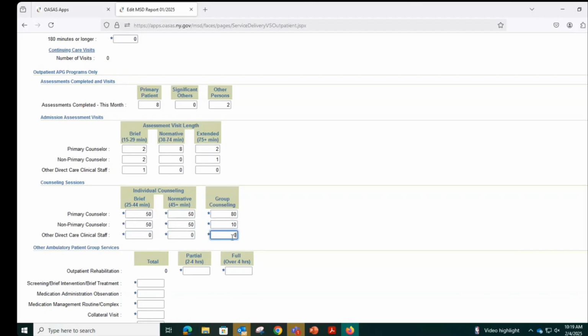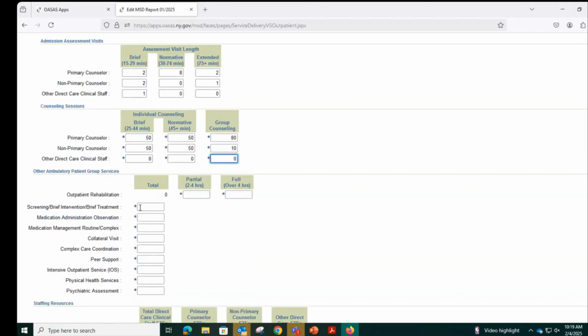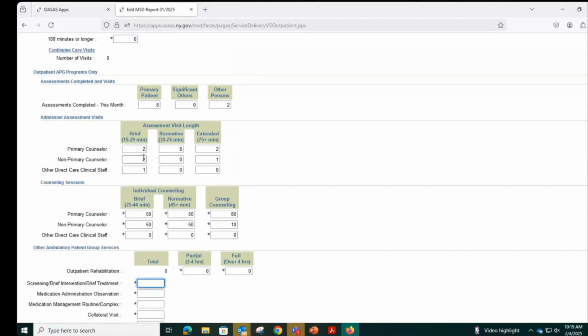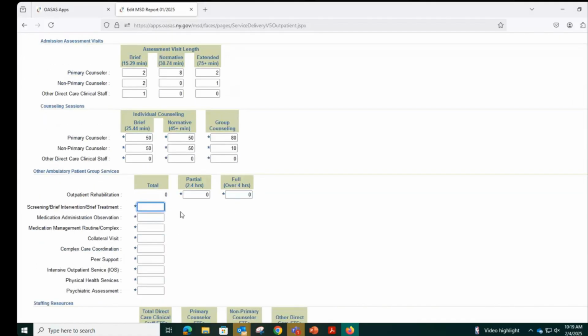and because there's an asterisk, I need to put something in there. The number of outpatient rehab sessions delivered during the month, and we have partial or full. And we didn't do any OPR sessions this month. Expert sessions. And these are the only pre-admission services outside of assessment that is documented up here, that is documented on the MSD. Everything else is post-admission. We'll say we did 2.